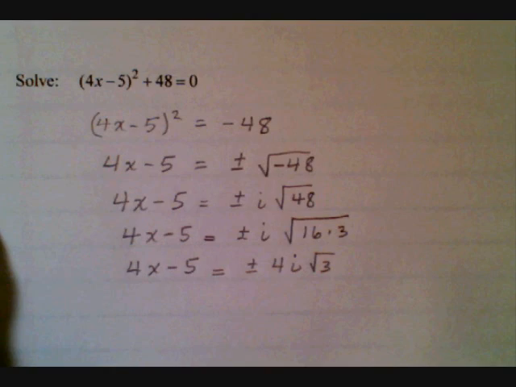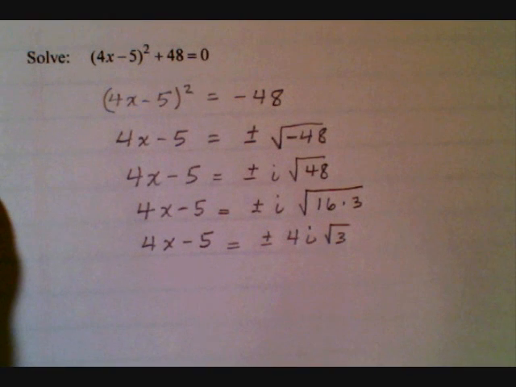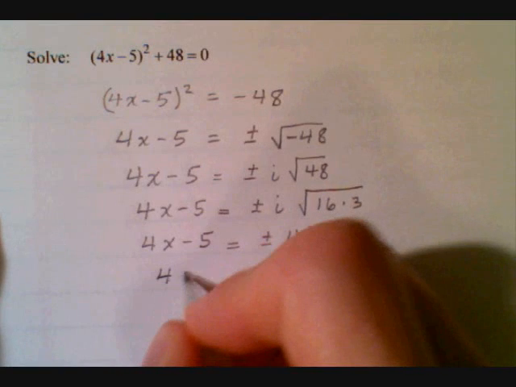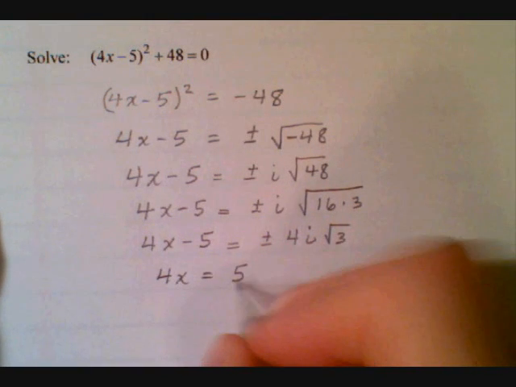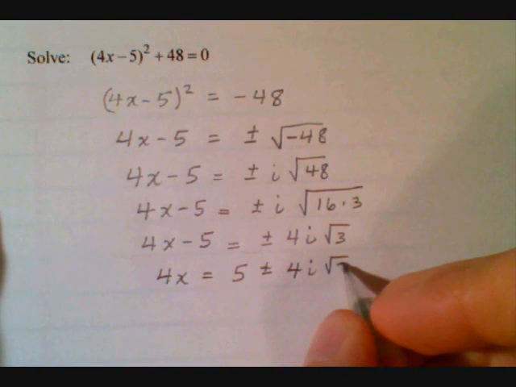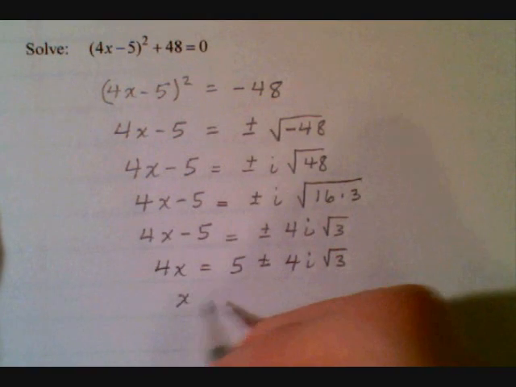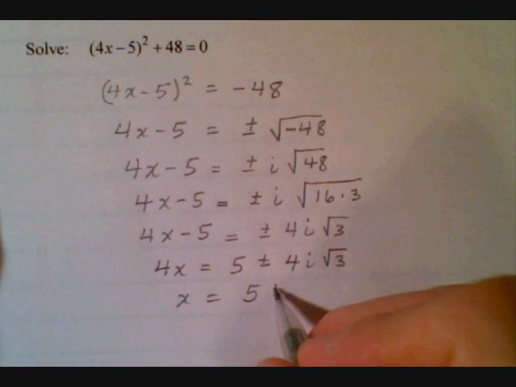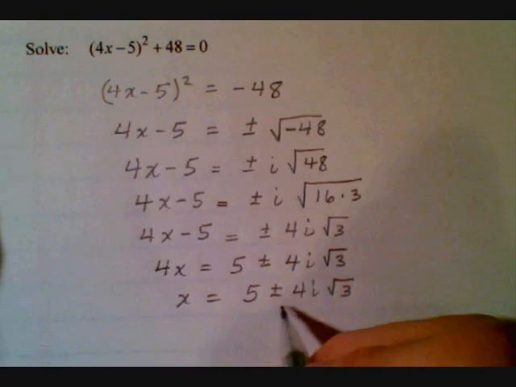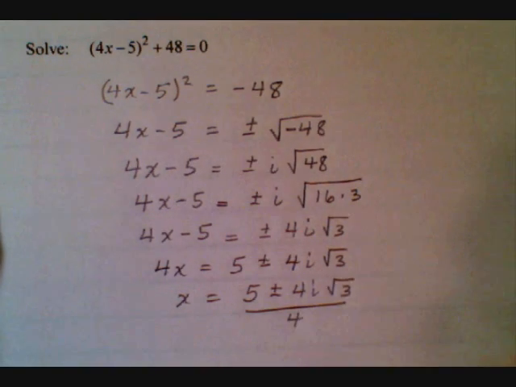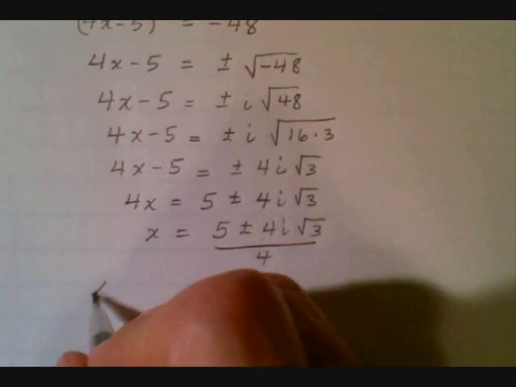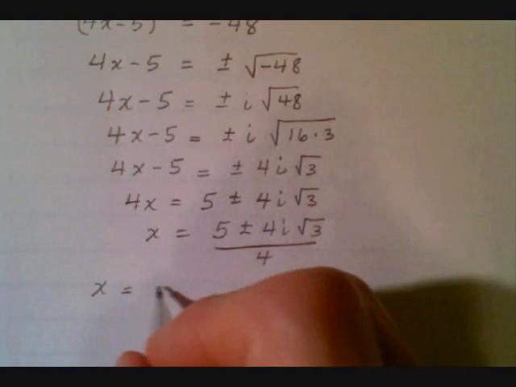So now I have this equation here. To finish, I'm going to add 5 to both sides, and divide both sides by 4. Now, if you want to, you can leave your answer like this, or you could write it like this.